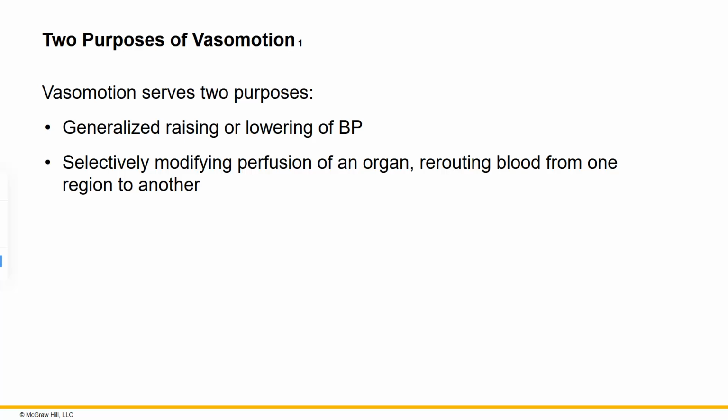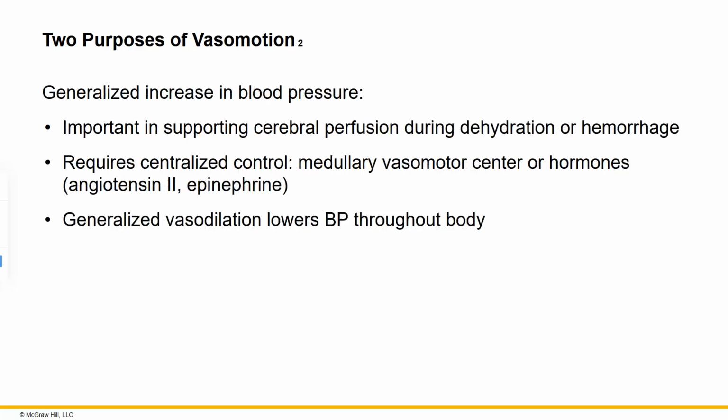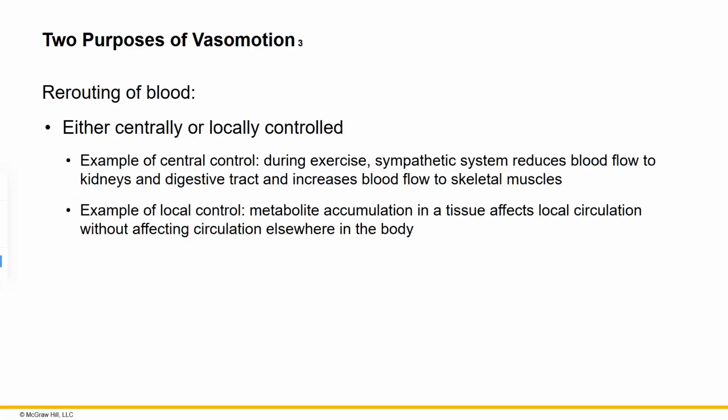Vasomotion serves two purposes: generalized raising or lowering of the blood pressure, or selectively modifying perfusion of an organ, rerouting blood from one region to another. A generalized increase in blood pressure is important in supporting cerebral perfusion during dehydration or hemorrhage. Rerouting of blood can be centrally or locally controlled. Examples would be during exercise: the sympathetic system reduces blood flow to the kidneys and digestive tract and increases blood flow to the skeletal muscles.